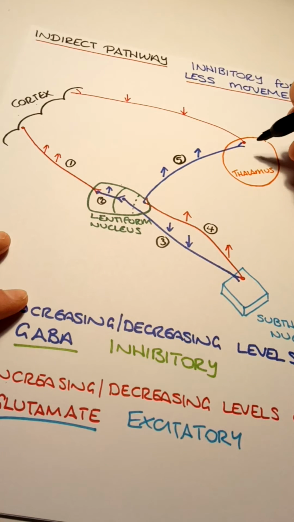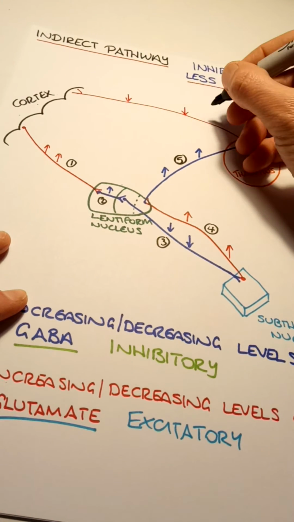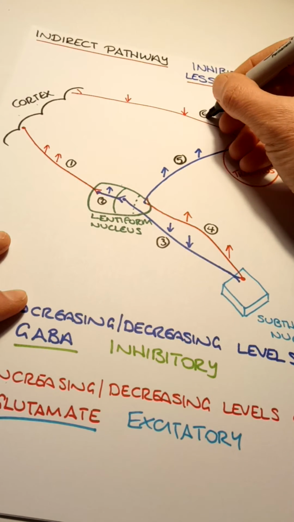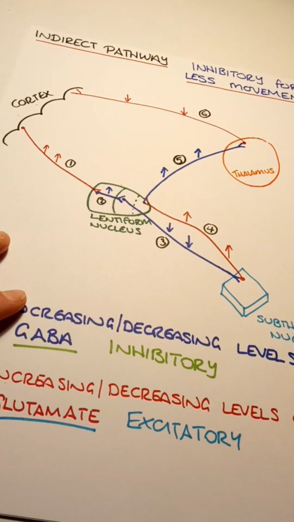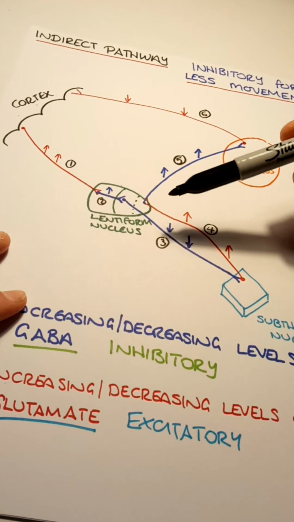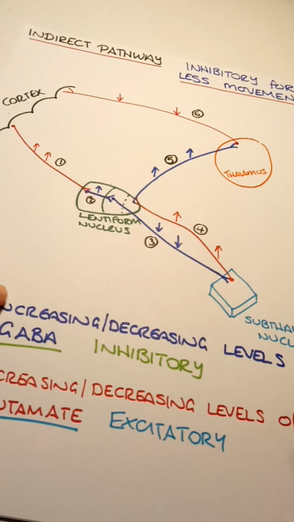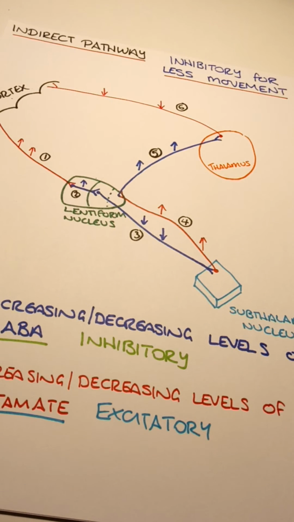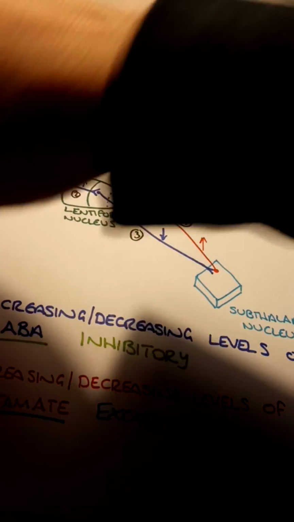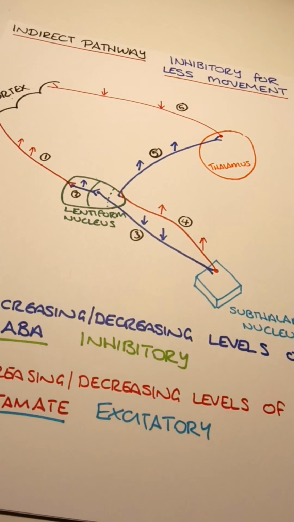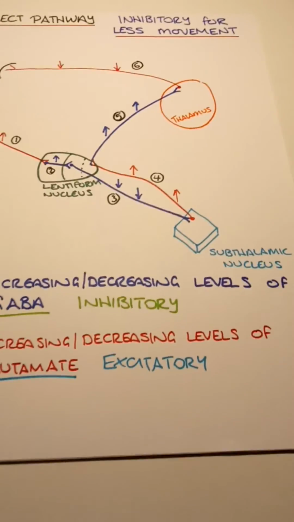Then from the thalamus, to stimulate the cortex for less movement, that is the last part. So this has got 6 parts. So the indirect pathway includes the subthalamic nucleus. Is there anything else I need to add to that? Excuse my arm. Right, no, that's that. Indirect pathway.